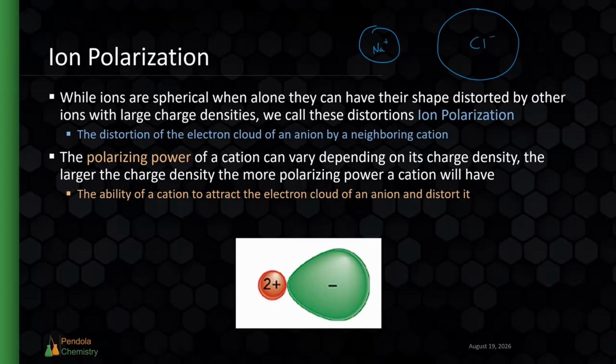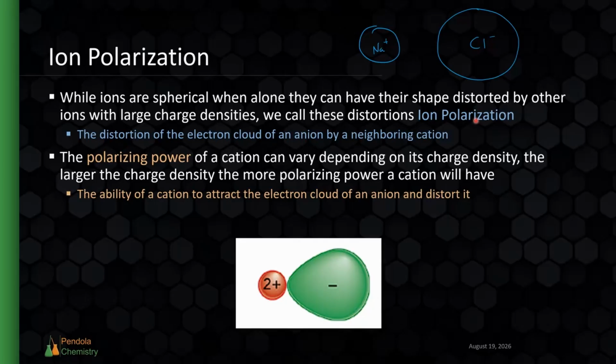While these ions are normally spherical, their shape can be distorted. Remember that when we talk about an ion or an atom, we're not talking about a solid thing. We're talking about an electron cloud. That electron cloud can be distorted by strong charges. We call the distortion of the electron cloud of an ion polarization, meaning that it's warped. So the distortion of the electron cloud of an anion by a neighboring cation specifically is called ion polarization. The other way wouldn't usually happen.